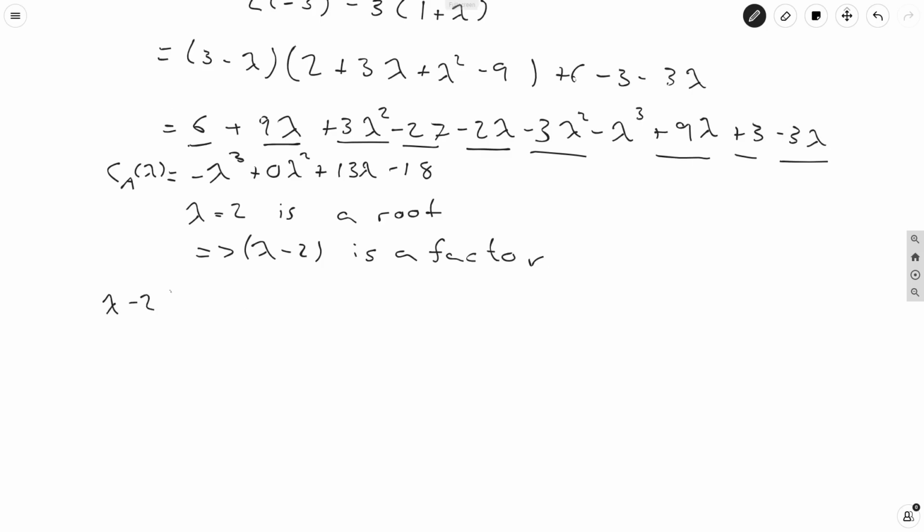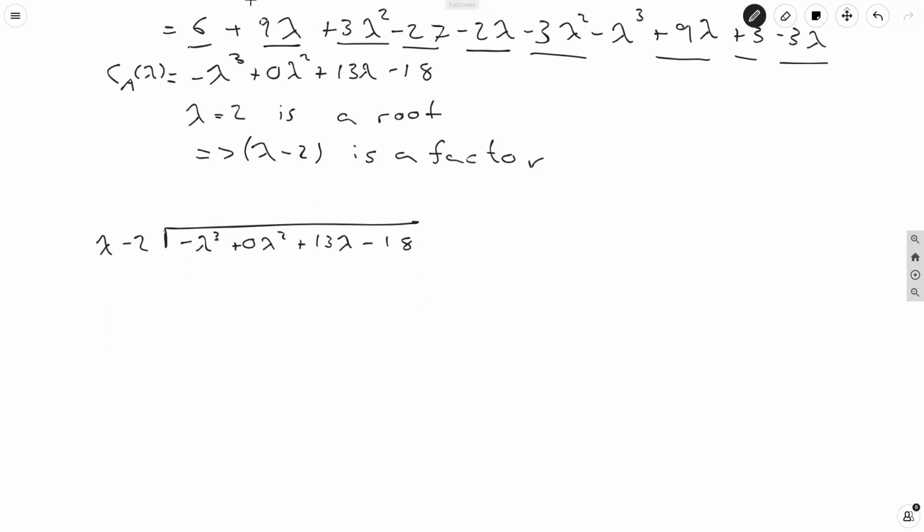So we get lambda minus 2, and we're putting it into minus lambda cubed plus 0 lambda squared plus 13 lambda minus 18. Let's give myself a little more room as well. And in case you haven't seen this in a while, I'll just go over it briefly. You basically want to keep on looking at this term and comparing it to various terms here and seeing what you have to multiply this term by to get to this term. So in this first instance, to get from lambda to minus lambda cubed, you multiply by minus lambda squared. So then you multiply this entire bracket here by minus lambda squared and write it down here. So you get out a minus lambda cubed plus 2 lambda squared.